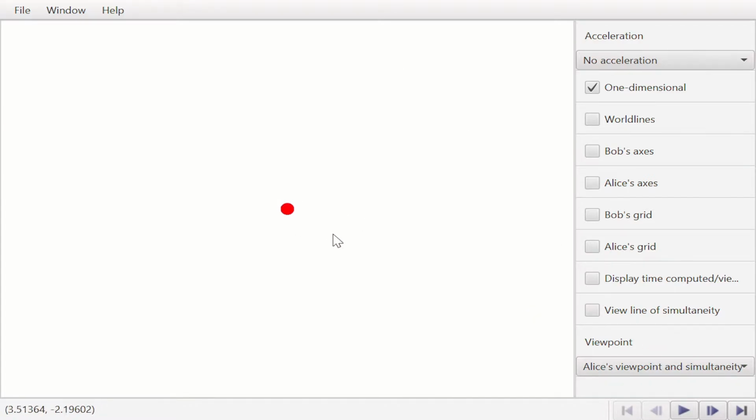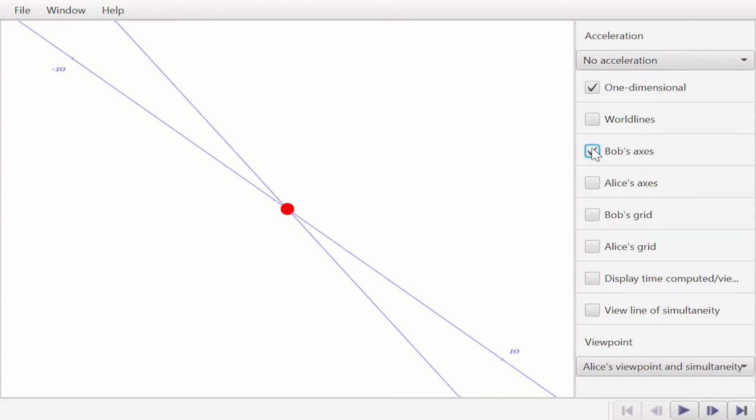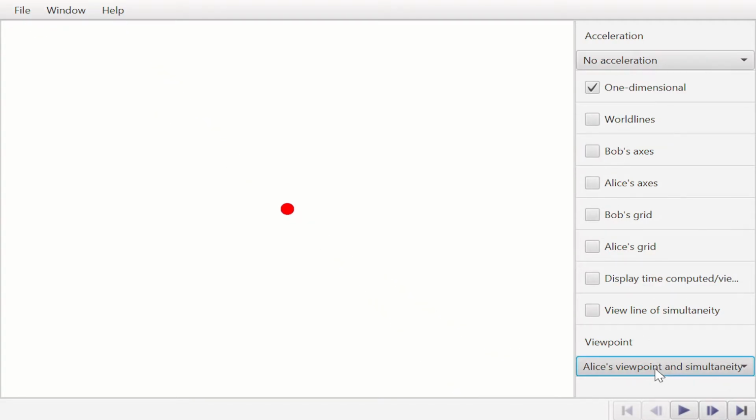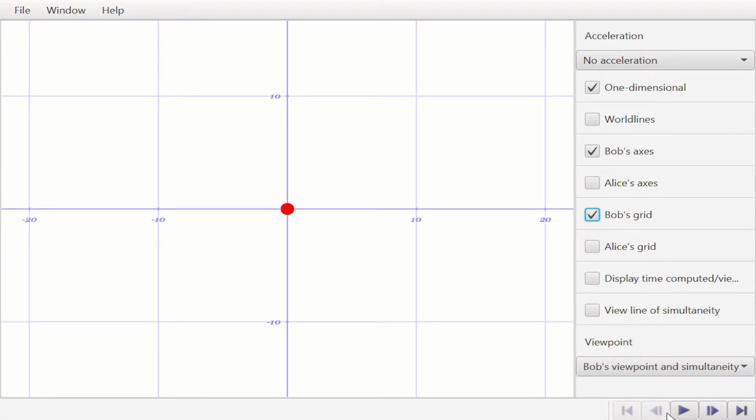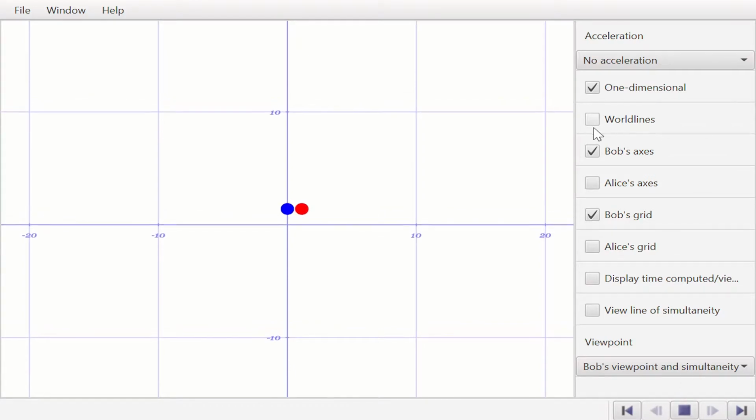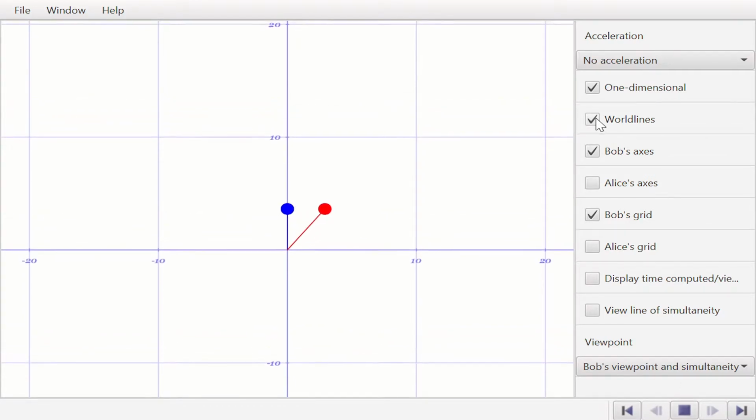So what I was demonstrating was that I've drawn something that doesn't look much like a Minkowski Spacetime Diagram. It's just dots moving, but it really is the diagram, and I'll show how that comes to be by turning on the axes. Okay, let's go back to Bob's viewpoint, Bob's axis, Bob's grid, and we'll start off the problem. Let's also draw the world lines.